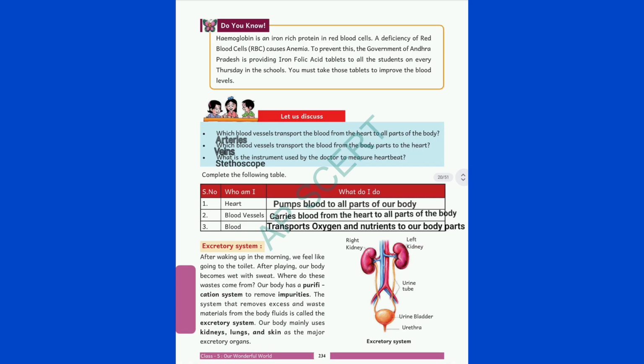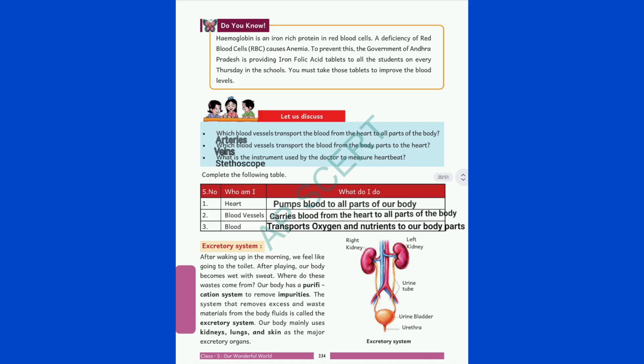Do you know? Hemoglobin is an iron-rich protein in red blood cells. A deficiency of red blood cells, RBC, causes anemia. To prevent this, the government of Andhra Pradesh is providing iron folic acid tablets to all the students on every Thursday in the schools. You must take those tablets to improve the blood levels.